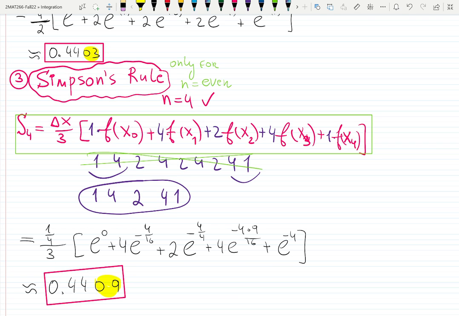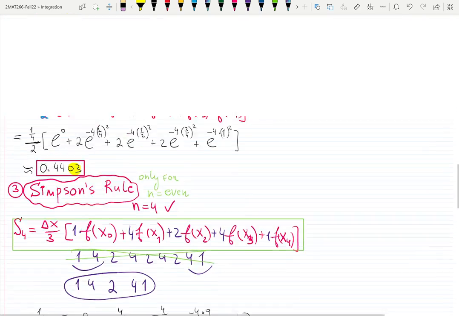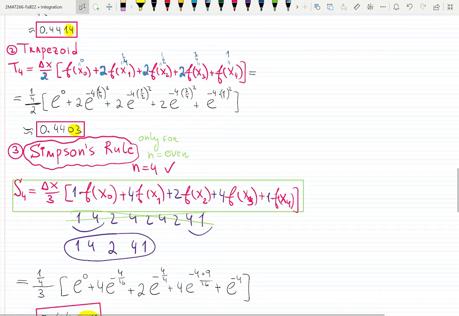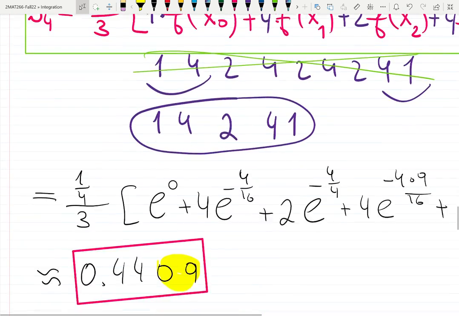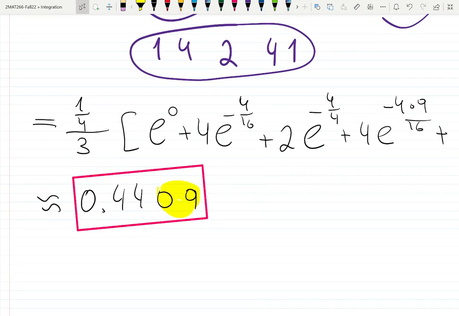So there's more than two ways to know which estimate is the best. Way number two is the most obvious one. We have three answers: 0.4414, 0.4403, and 0.4409. If you're a scientist, which one are you going to use? Well, you can take a better calculator or a computer program and actually see what their approximation is.